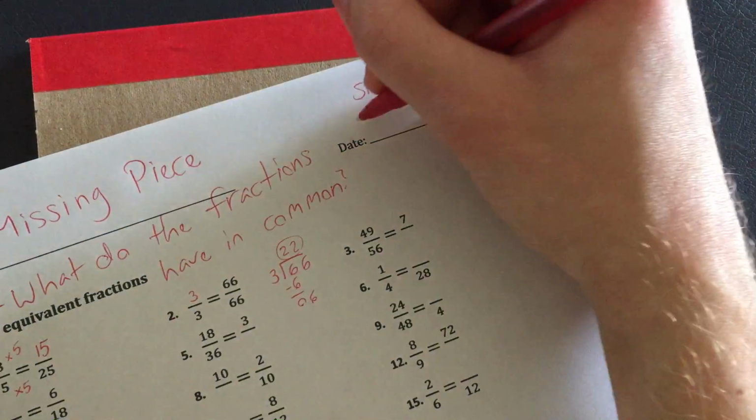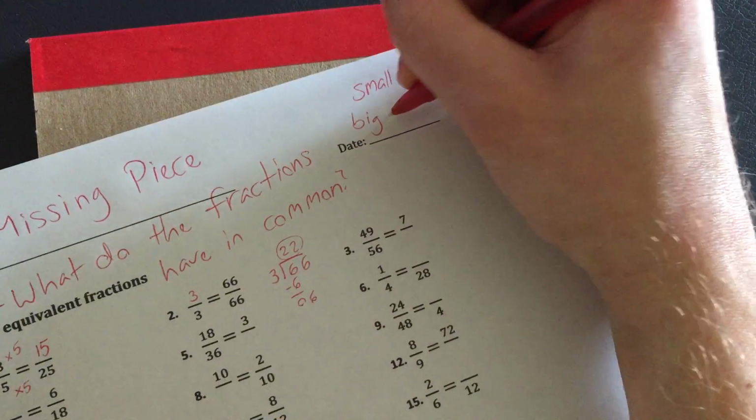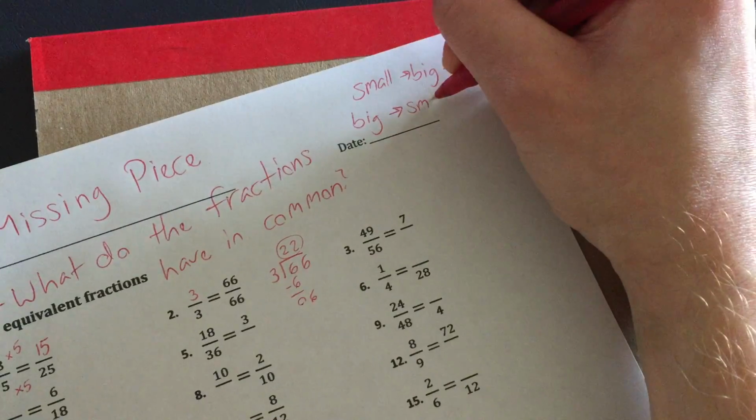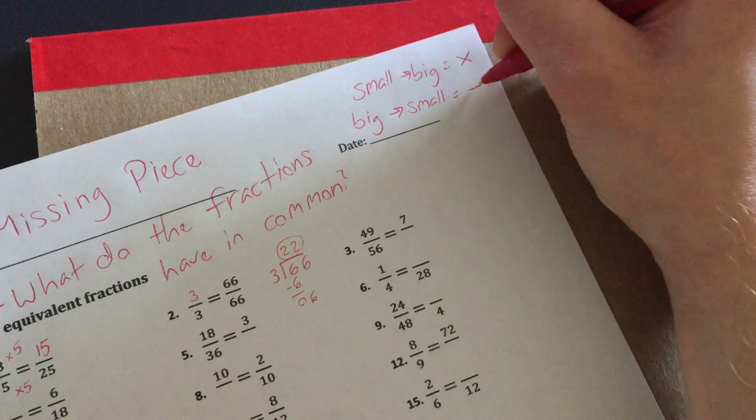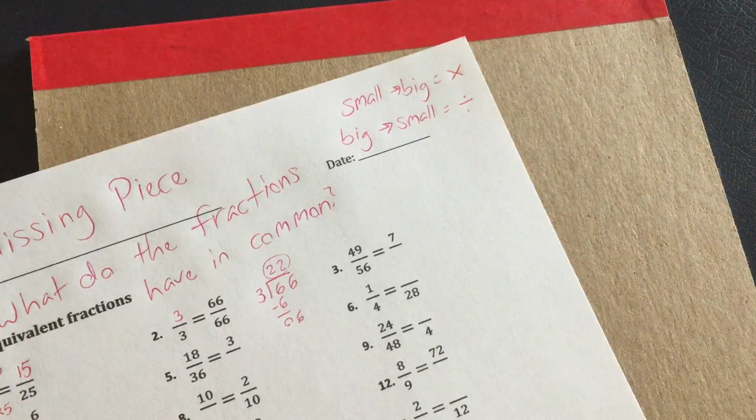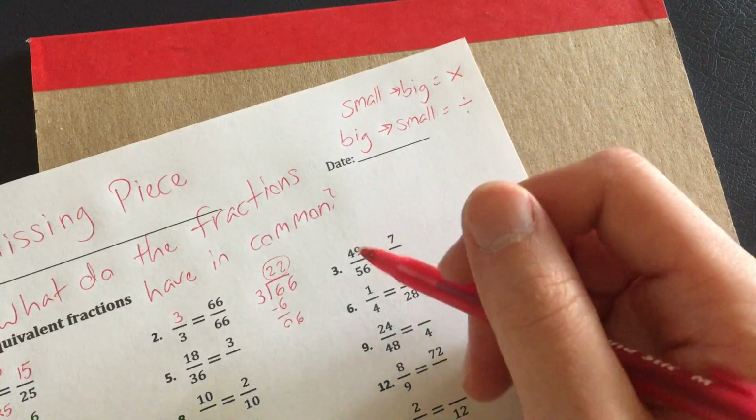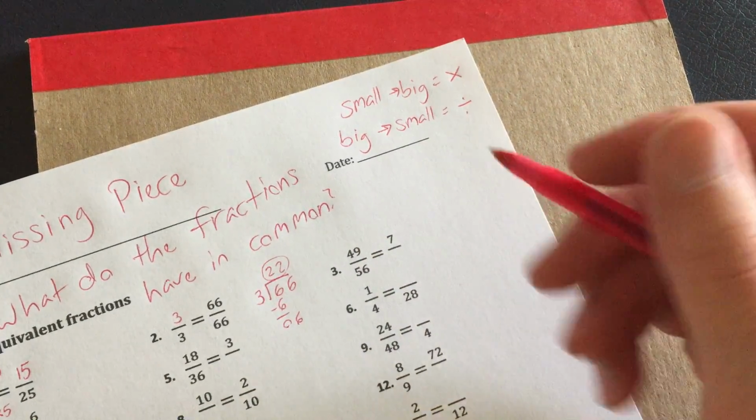Small to big, we are going to multiply. Big to small, we are going to divide. So we are going big to small in this case because we know both numbers on the big side.